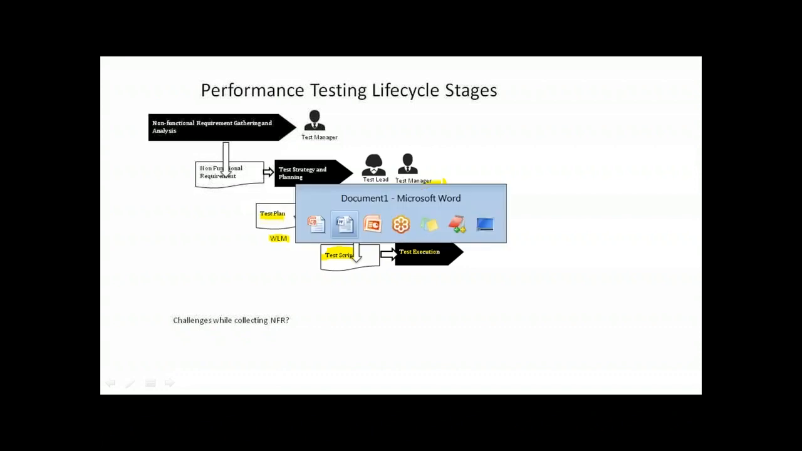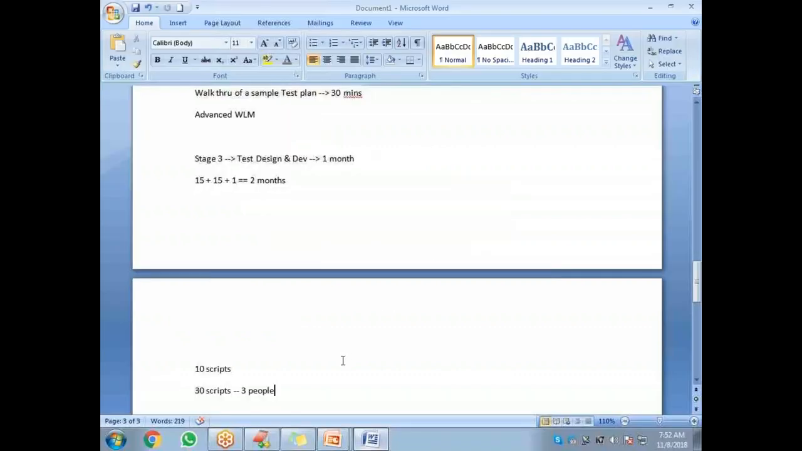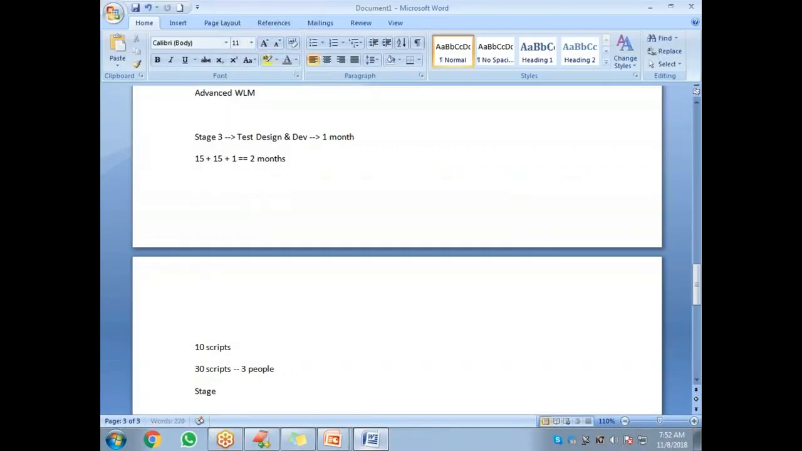And typically how many days does this go for? Test execution, which is stage 4. Typically, again, it will go for 15 days. This is the execution phase, and who is involved?